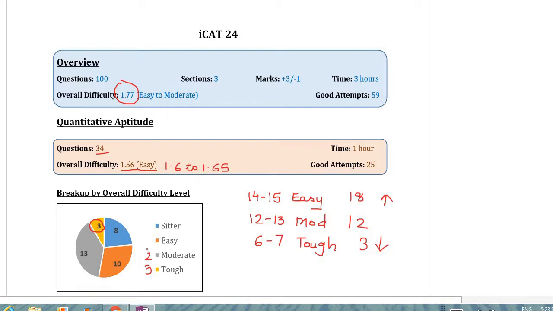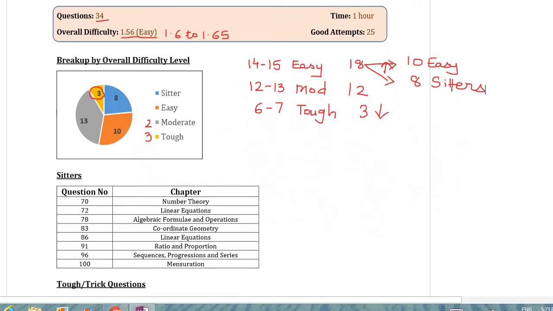What we've done here is divided the easy questions into 2 parts. So the 18 that I have are further divided into 10 easy questions, which means that's a slight level of application, and 8 sitters, which means that they are so simple that you just need to know a formula or just need to know how to solve it, and that can be done. So that's the basic analysis in terms of what was the breakup by difficulty level. Let us now move on and see which questions were actually the sitters.